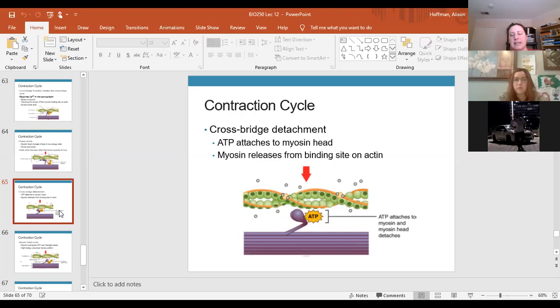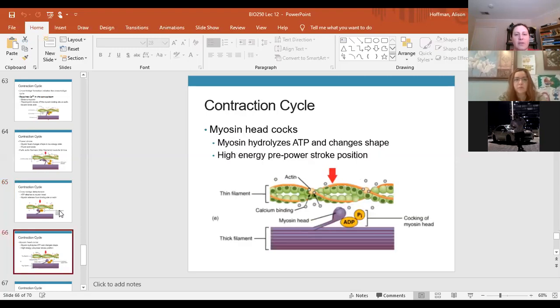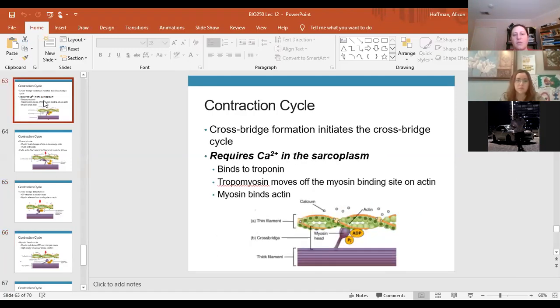So then the myosin has to set up to do another round, which is where we get the fourth step of cocking the head. We use the energy of the ATP to get back into the high energy position. You can think about this like something that's spring loaded, and you click it together so that the spring is loaded again. So that's the step that actually uses the energy, and then that lets us go back to cross-bridge formation.